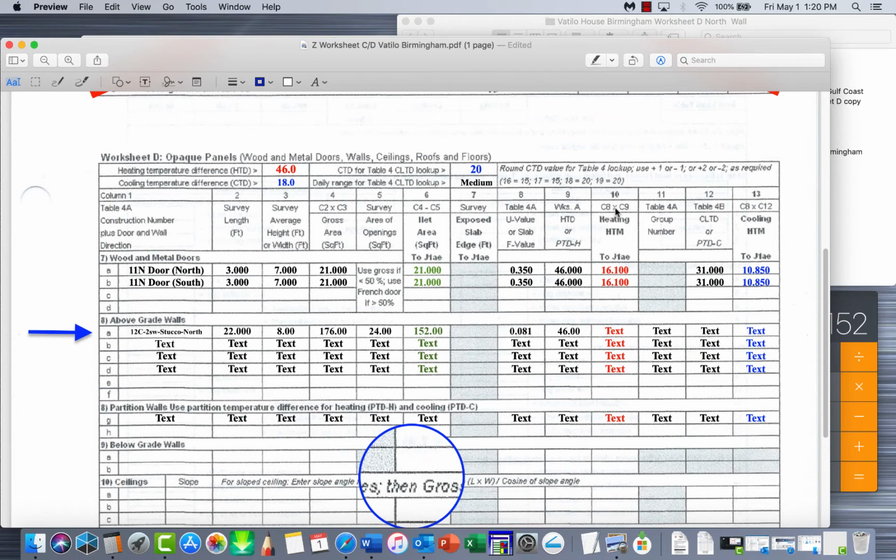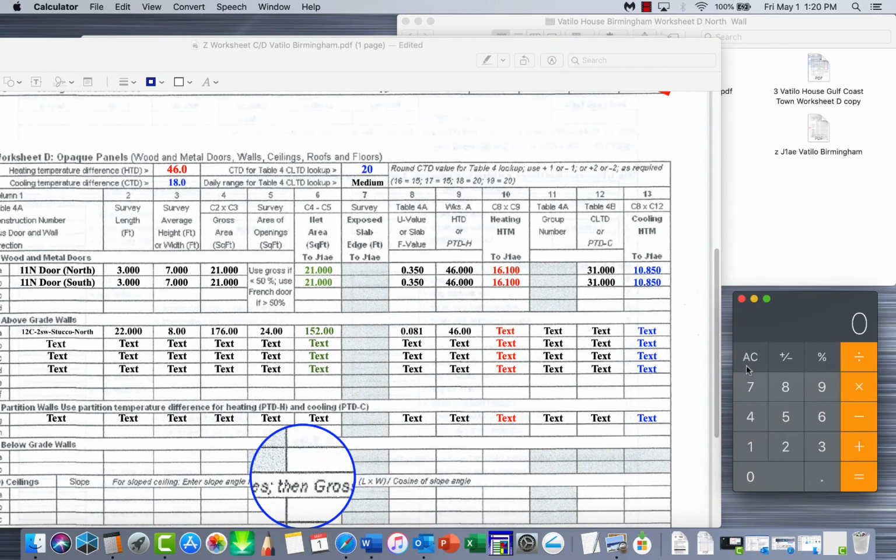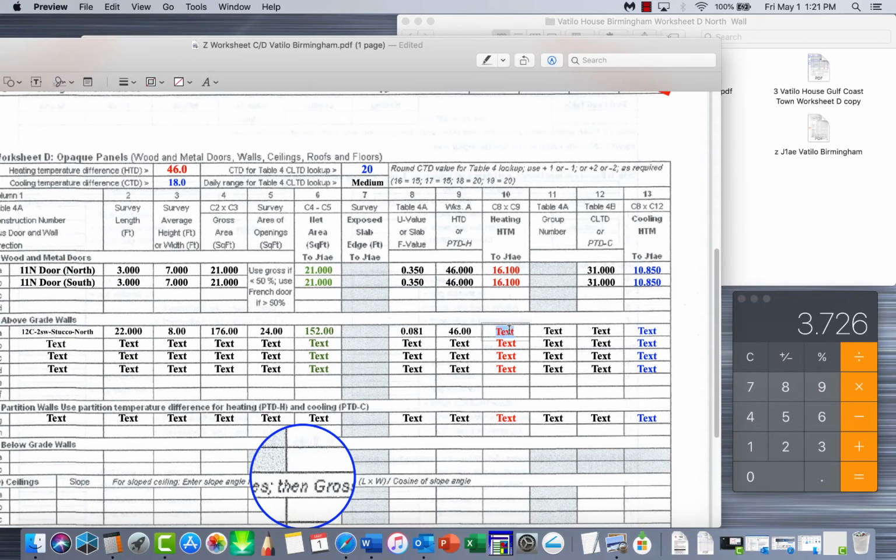Next, C8 times C9, column 8 times column 9. So we'll multiply this number times this number to give us our heating HTM that is going to go back to our J1AE. So slide this over again so we can bring the calculator up. 0.081 times our HTD, which is 46, and we get 3.726. And this is why I say you go to the thousandths place, because you end up with numbers like this.